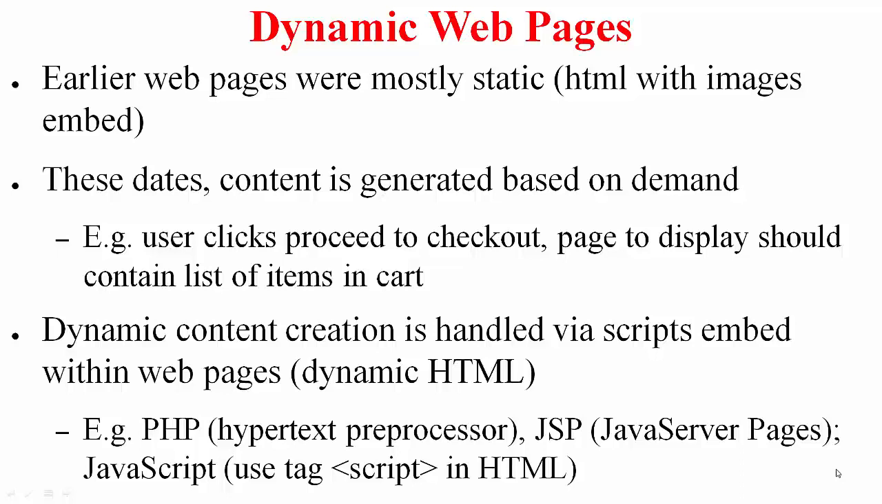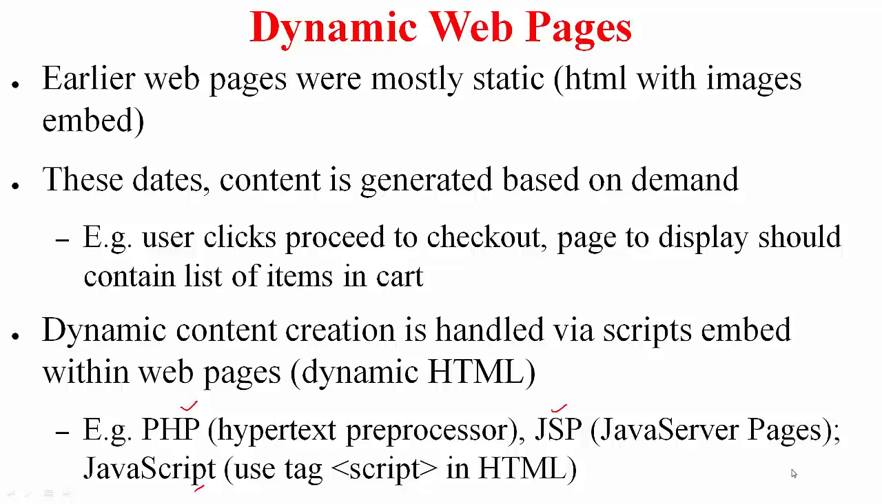This kind of dynamic web content generation is handled via scripts which are embedded as part of the web pages themselves. This is called dynamic HTML. On the server side, you can use PHP, which stands for Hypertext Preprocessor, or JavaServer Pages, JSP. And on the client side, you can use JavaScript. The HTML4 version uses tags called script, through which you can embed script as part of your HTML page itself.